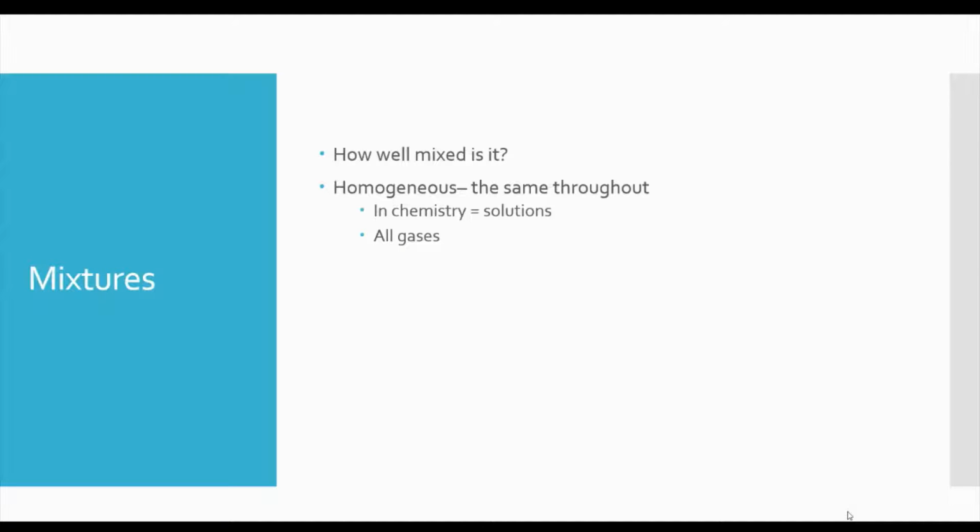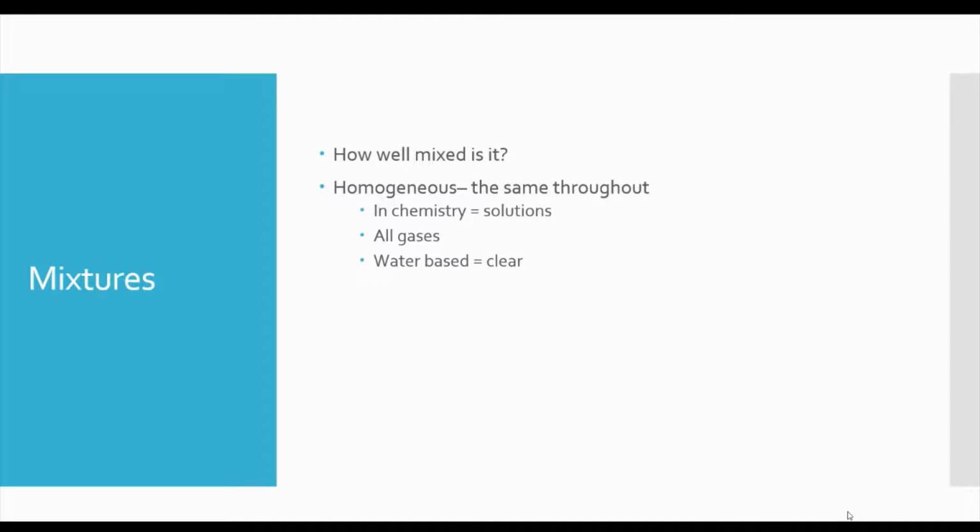All gases are also considered, when we have mixtures of gases, all of those mixtures are going to be considered homogeneous. And this is because the particles are so far apart that they can't really clump together at all. So they always mix very, very evenly. So we expect that anywhere in a room is going to have the same level of oxygen as anywhere else in the room. It is mixed very, very evenly.